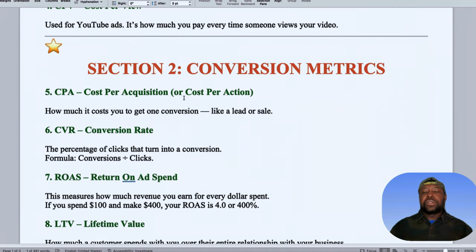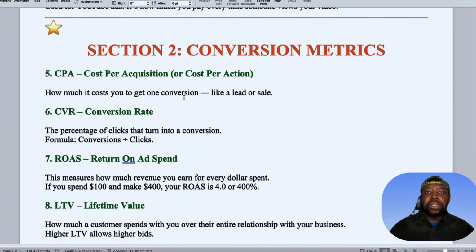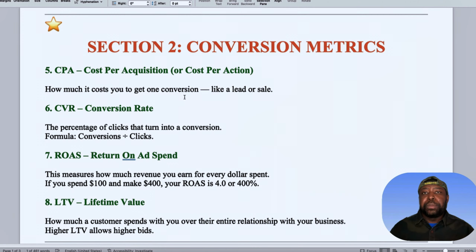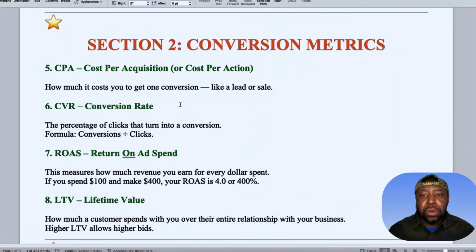Now, section 2 is conversion metrics, and this may be more technical and complex for many people because it has to do with pricing and bidding, how much you choose to pay or how much Google chooses to charge you. We have CPA, cost per acquisition or cost per action.